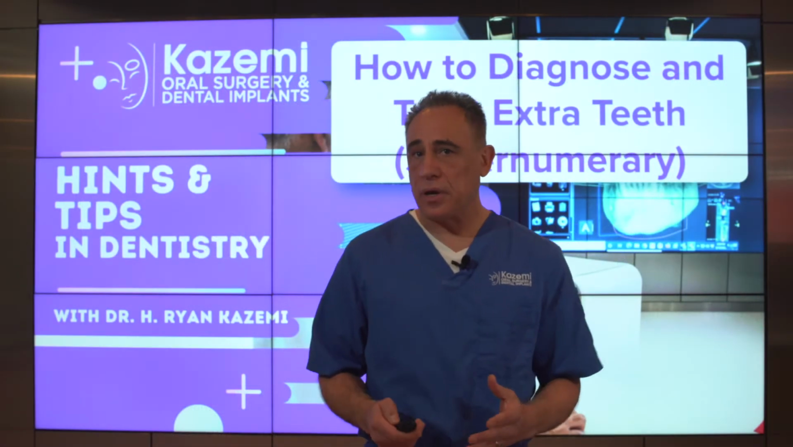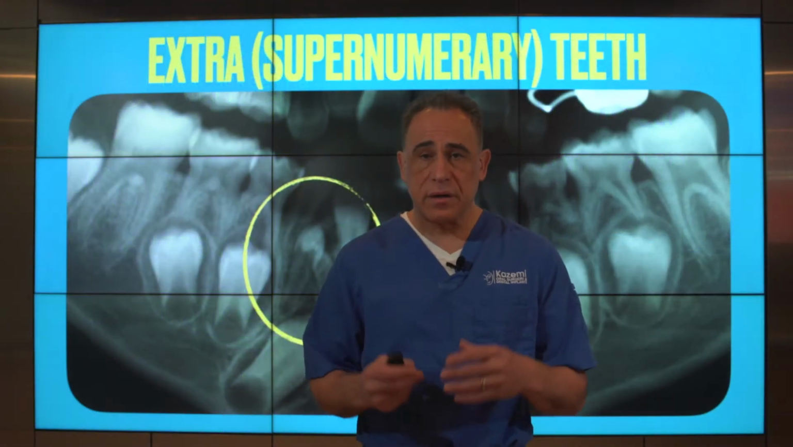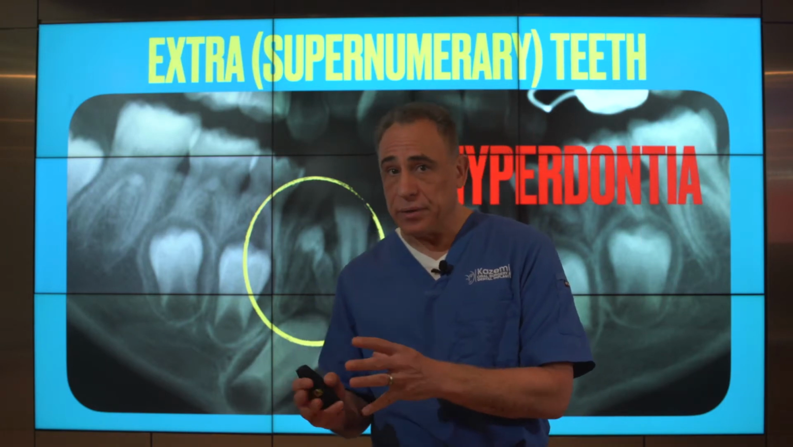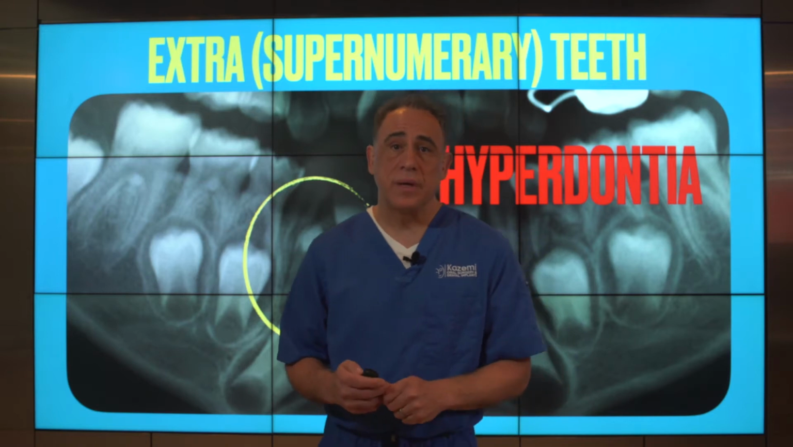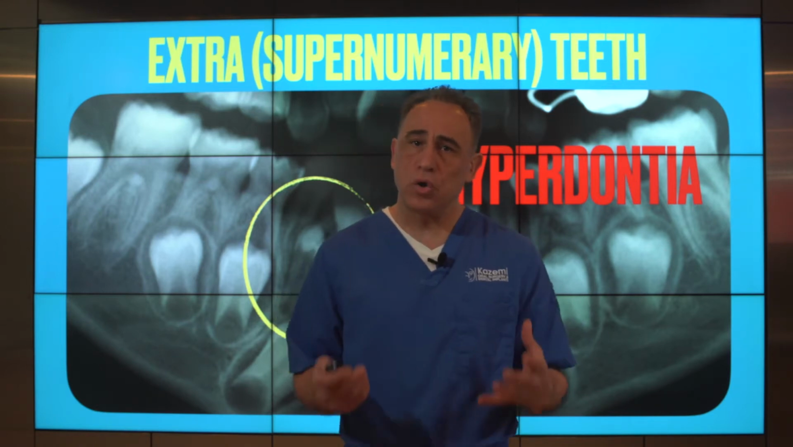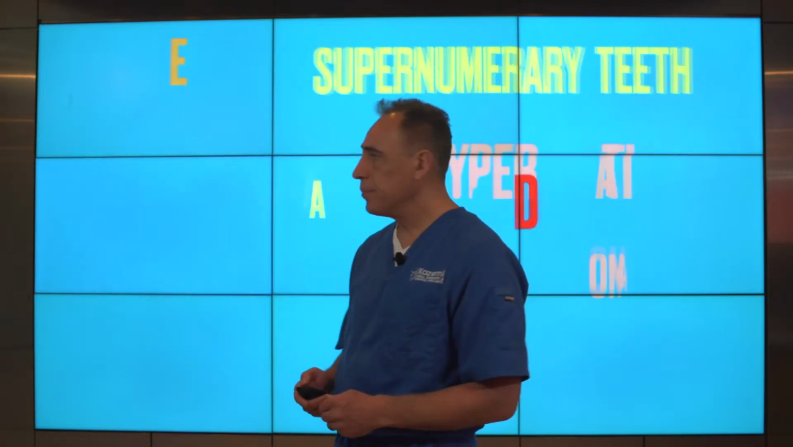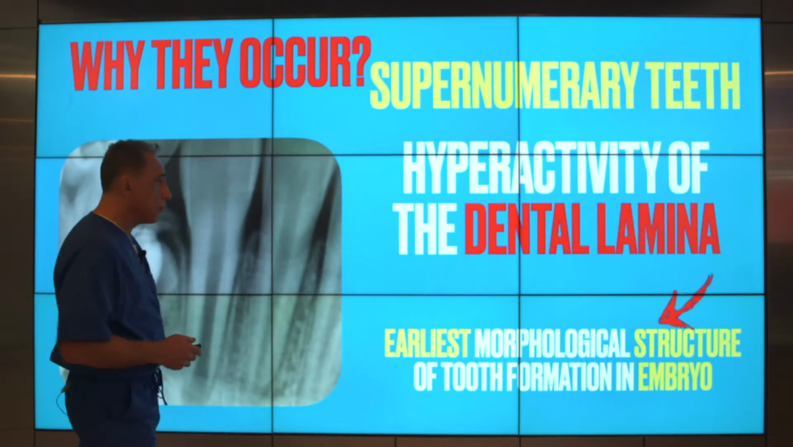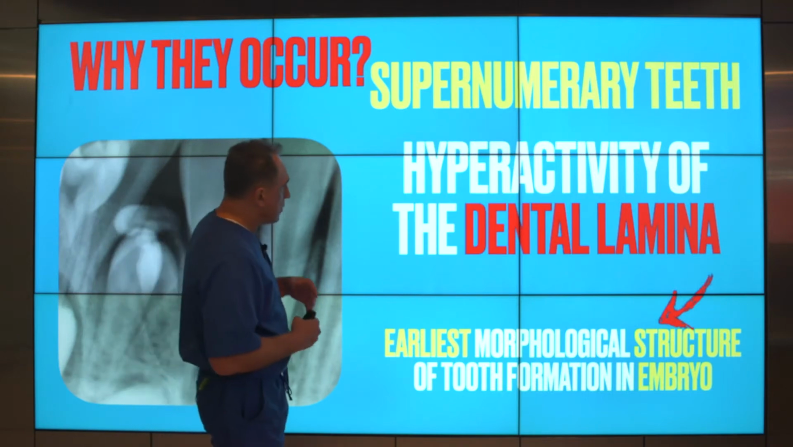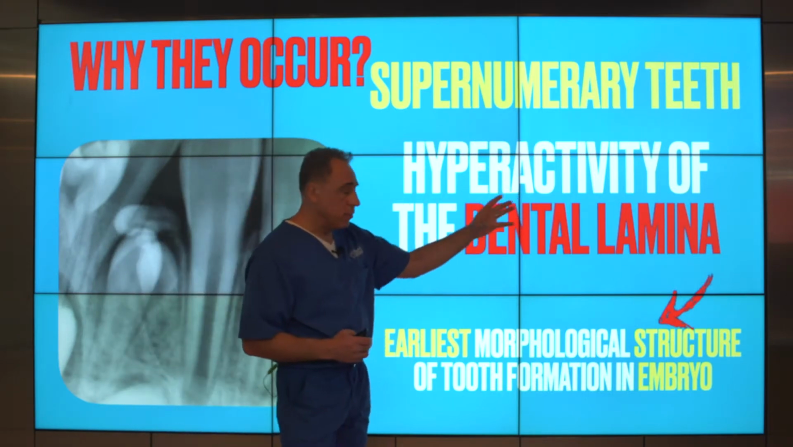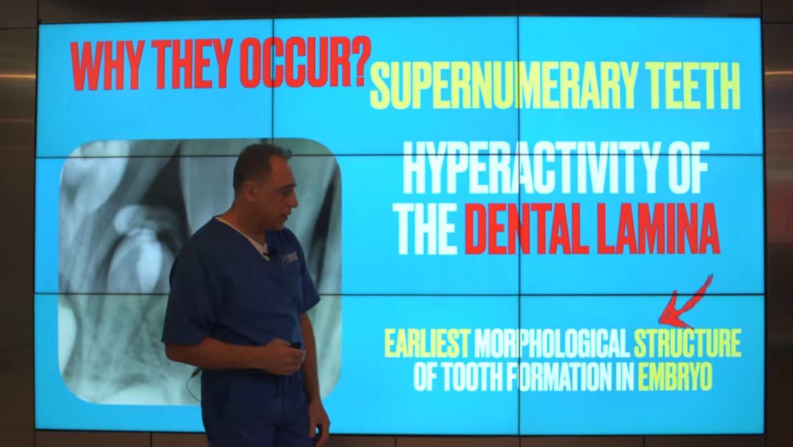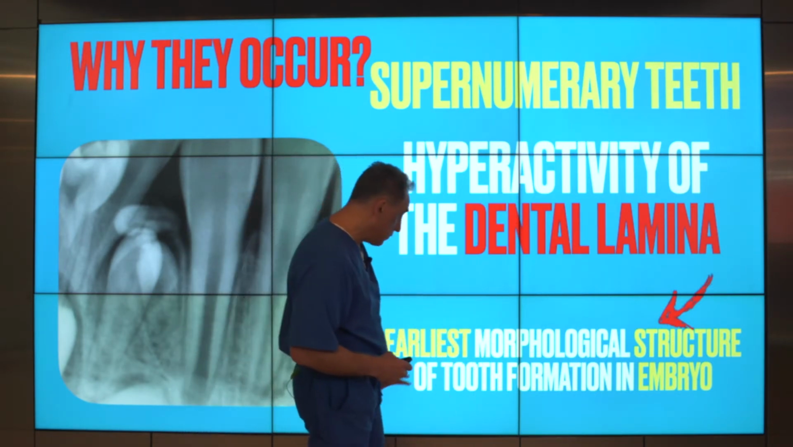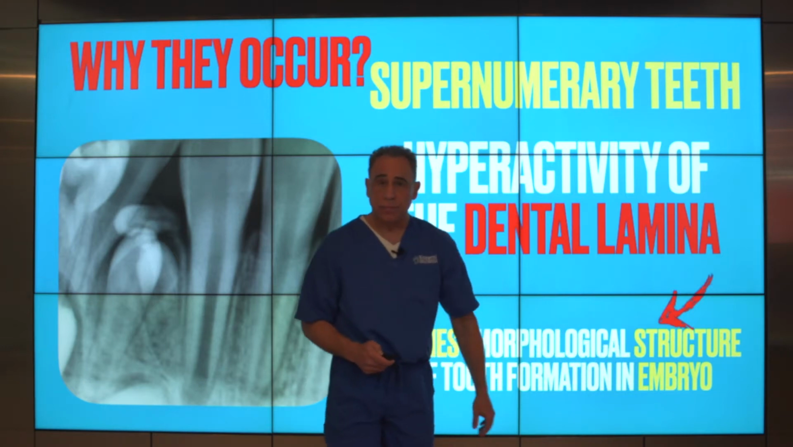Supernumerary teeth or hyperdontia are dental anomalies that are characterized by an excessive number of teeth. They may be hereditary or related to certain syndromes, but they can also happen in otherwise totally healthy individuals. Now, one of the questions is, why do supernumerary teeth occur? It is thought to be the result of a hyperactivity of what is known as the dental lamina. And dental lamina is one of the earliest morphological structures of tooth formation in the embryo.